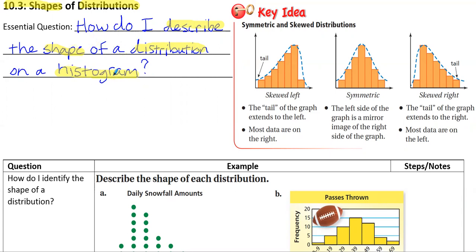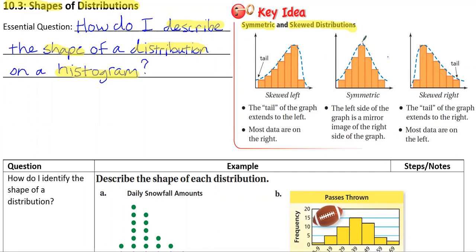These are the kinds of words we're going to be looking for, like describe. When it says to describe the shape of a distribution, we're going to be looking at the key idea here. This is going to help us answer that question: symmetric and skewed distributions. It looks like we have 3 columns here, and we're going to start with the one in the middle, which is symmetric.